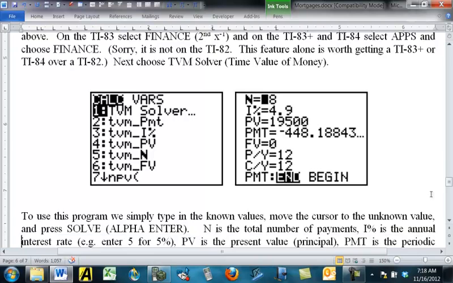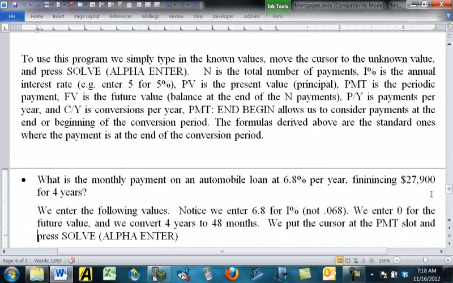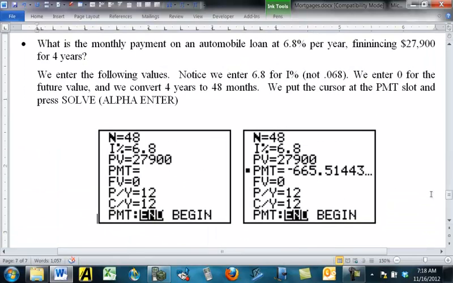So we can use this. The way we do this is we fill in all the numbers here except for one, and any one we can leave out. The N, the present value, future value, payment, even the interest rate you can leave out as an empty. Then press solve, which is alpha and enter, and it will figure this out. So here's an example worked out.